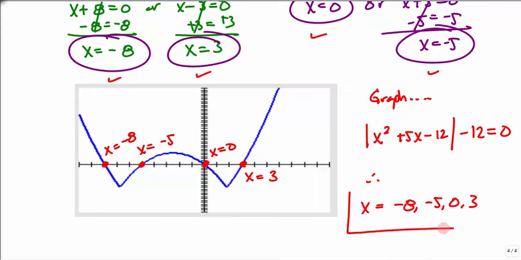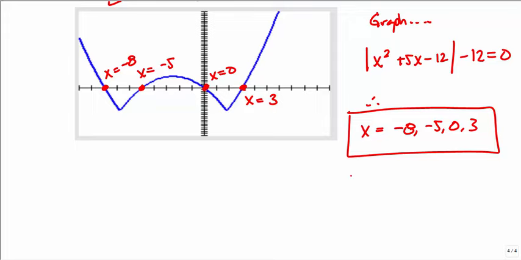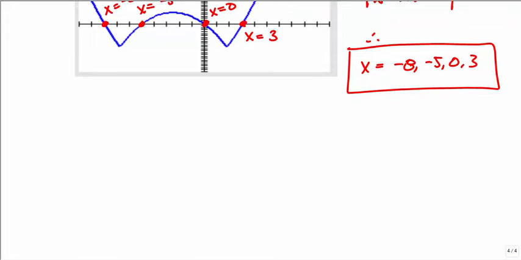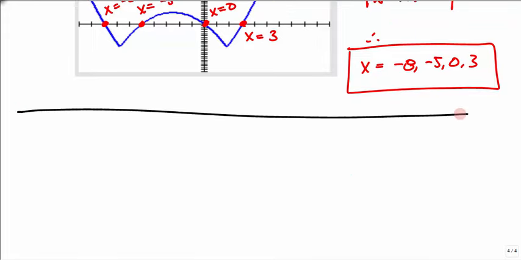And you should always try and put those in order from the smallest to the largest number. So these are the different types of absolute value equations that you'll be solving. We'll also be working with absolute value inequalities. So let's go ahead and talk about inequalities next.